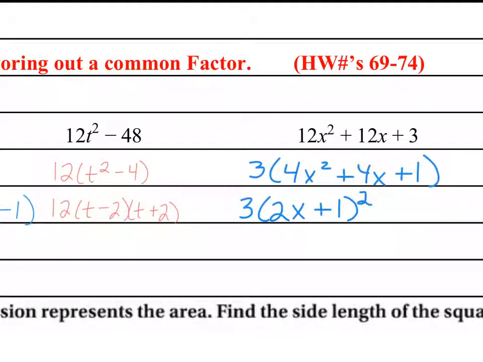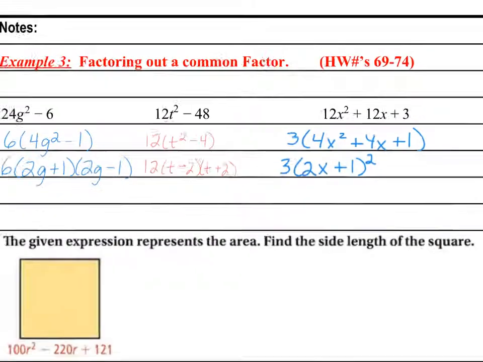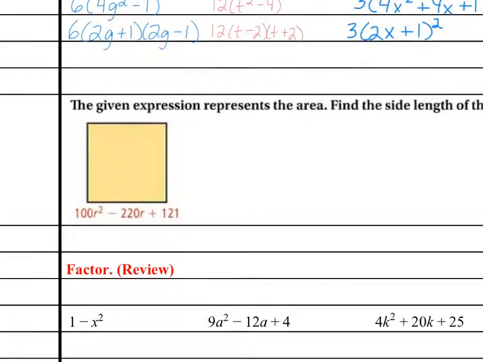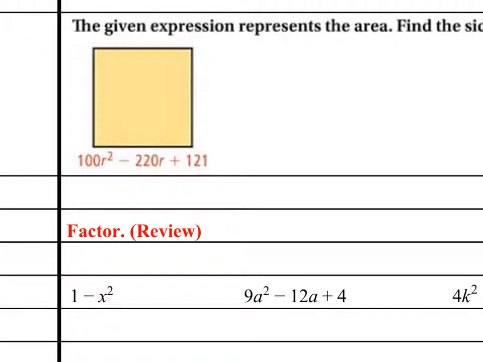Okay, just a couple more. Next question asks you, the given expression represents the area. Find the side length. So to get area, we do the length times the width. On a square, what do we know to be true about the length and width? Same. So I need two of the same things multiplied together. So we need to factor this. Is 100 a perfect square? Is 121? So yay, that makes it easier for you.